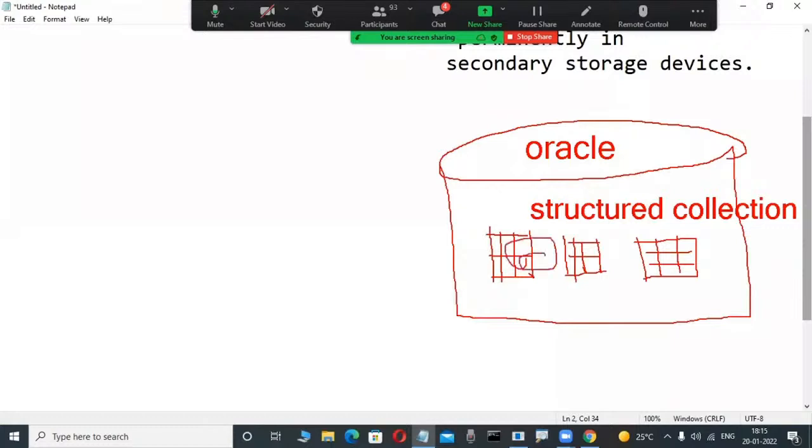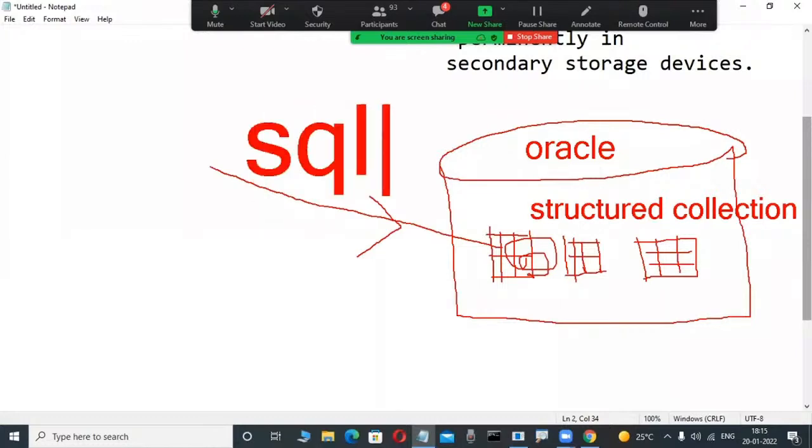Once there is a structured collection of data, to operate on this data some language is required. What is that language? Maybe anybody has an idea? SQL, Structured Query Language. Through this language only, we operate on this structured data in relational databases. But MongoDB, those types of databases are different. SQL language is not there. There is no SQL.